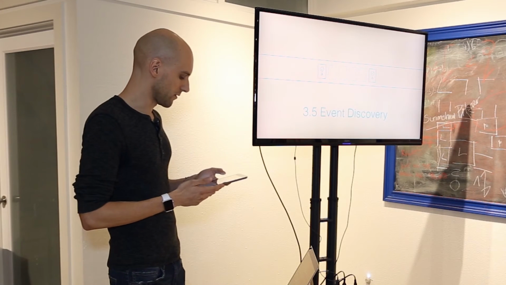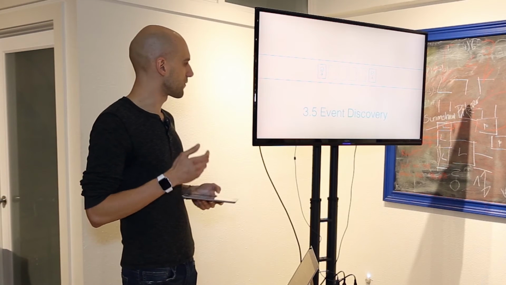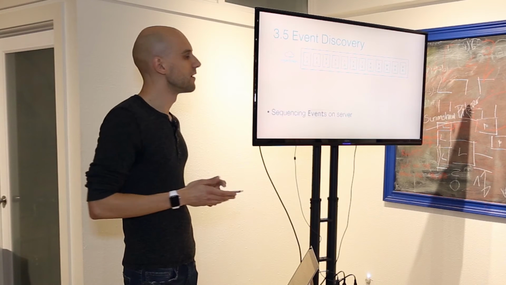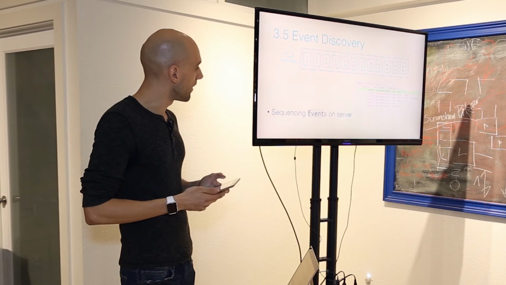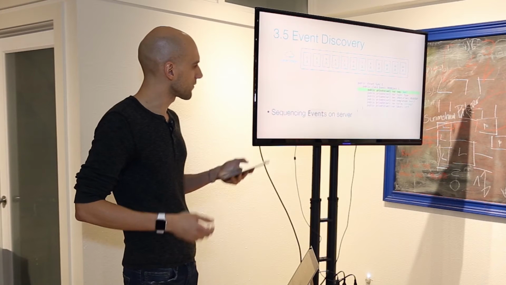It's really not that difficult to figure out which events the client might have missed. We just need to sequence these events. We have to give them numbers as they get written to the stream. And we also need to update our data model with that sequence number.